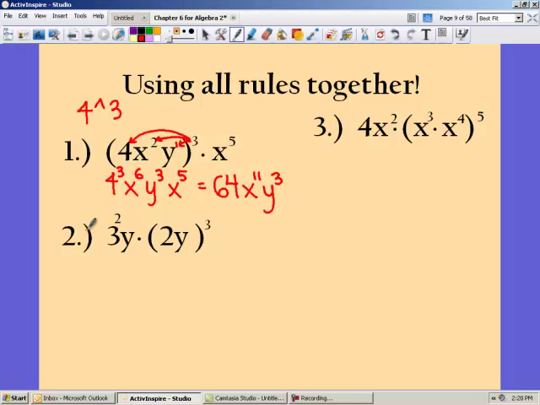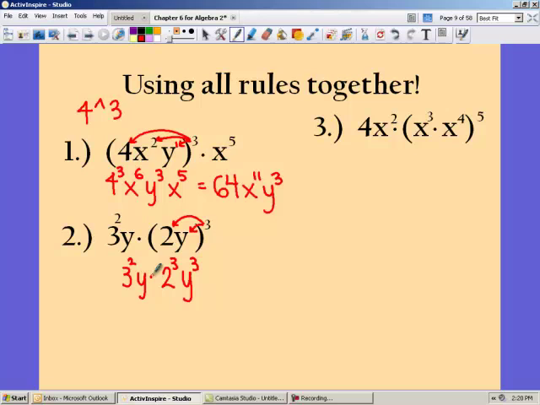Number 2, we have 3 squared, which is 9. But before we do that, we need to work inside the parentheses first. So this 3 goes on to everything. So we have 2 to the third power. And then we have y to the third power. And now let's bring down our 3 squared y. Remember, this is all being multiplied.